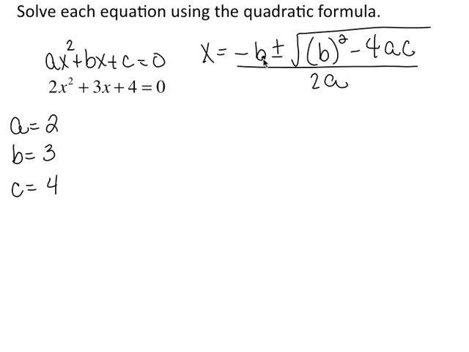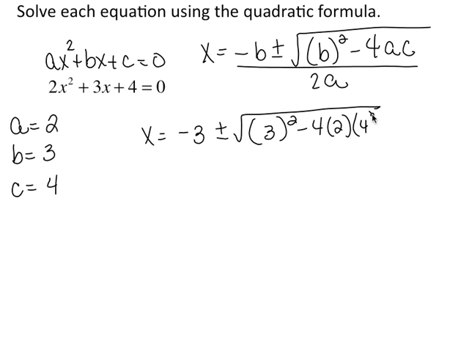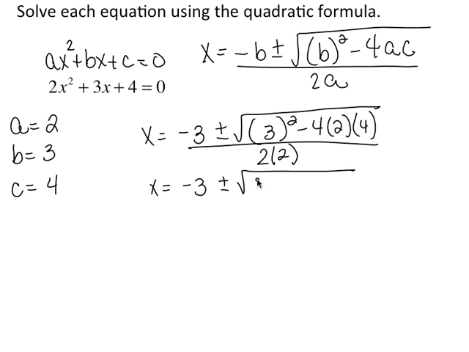Now we're going to start replacing a, b, and c in the quadratic formula with 2, 3, and 4. So x is equal to negative 3 plus or minus the square root of 3 squared minus 4 times 2 times 4, all over 2 times 2. So x is equal to negative 3 plus or minus the square root of 9 minus 8 times 4, which is 32, all over 4. So x is equal to negative 3 plus or minus the square root of 9 minus 32, which is negative 23, all over 4.